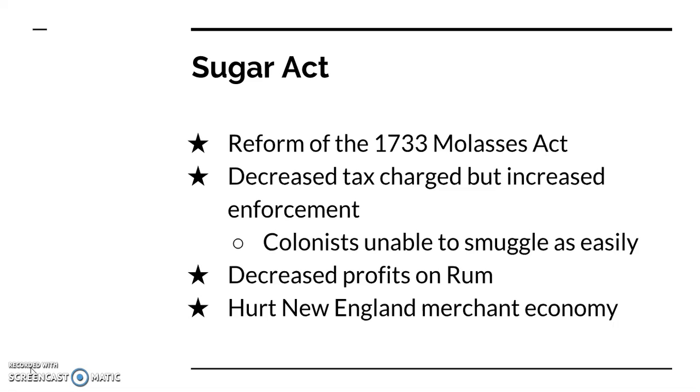This decreased the profits on rum, which is distilled from molasses. And it hurt the New England merchant economy, which depended heavily on trading molasses with the West Indies. Generally, remember, they take molasses from the West Indies, and they would turn it into rum. They would sell rum to the West Indies and to the rest of the colonies. That hurt their business because there was a tax placed on the molasses, which was a necessary ingredient. It wasn't just a new tax, but a tax they actually had to pay.